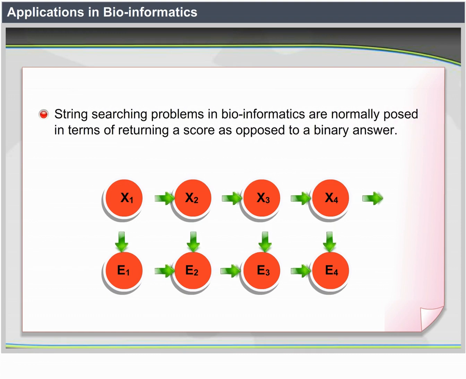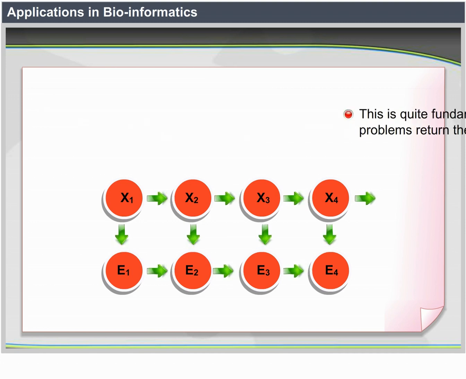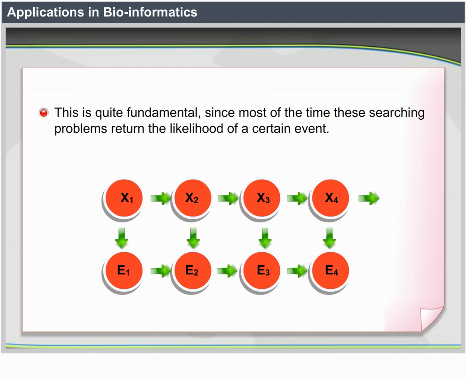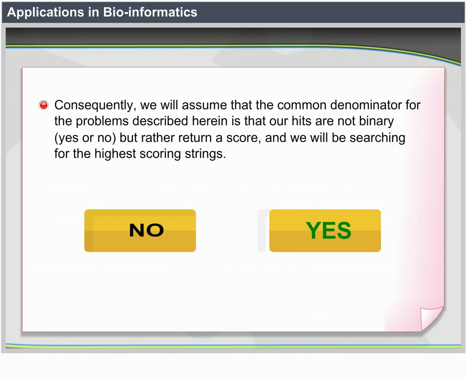String searching problems in bioinformatics are normally posed in terms of returning a score as opposed to a binary answer. This is quite fundamental since most of the time these searching problems return the likelihood of a certain event. Consequently, we will assume that the common denominator for the problems described herein is that our hits are not binary yes or no, but rather return a score, and we will be searching for the highest scoring strings.